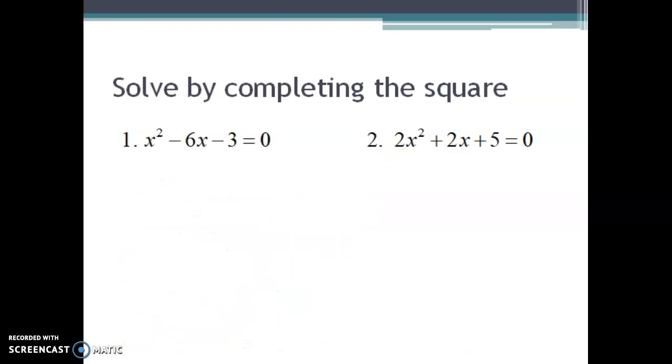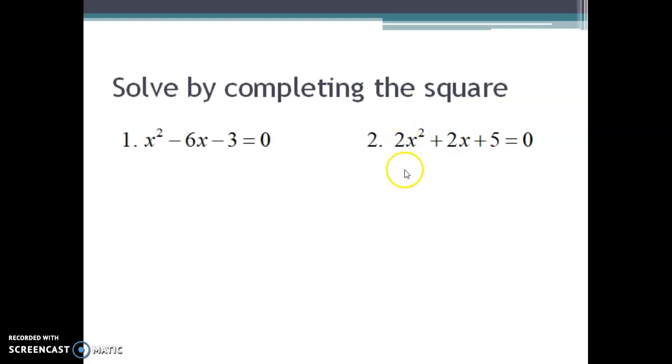Now let's look at our second example over here. The first thing you should notice about this one, again, is it's not factorable. There's nothing that I can factor out. The other thing I should notice is in example 1, your a value is 1, and in example 2, your a value is 2. And so that's the first thing that you want to deal with: make sure this a value is 1.